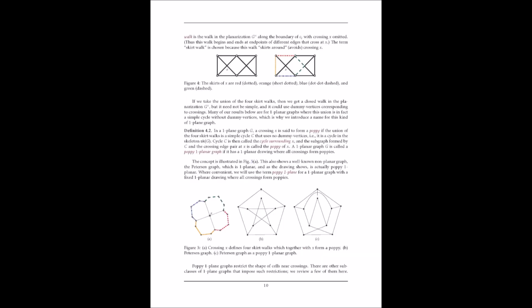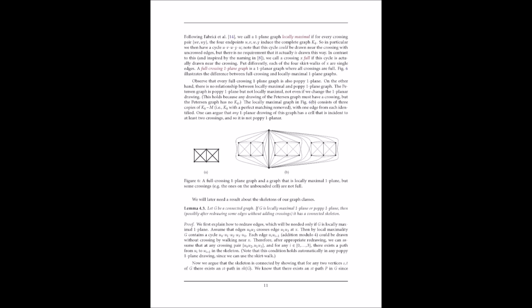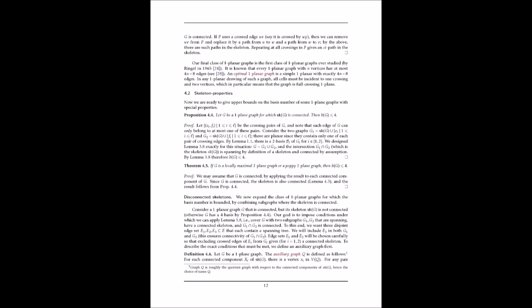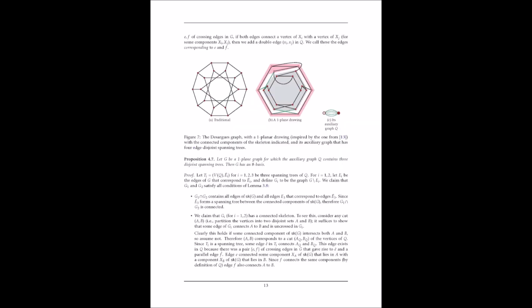I remember we talked about poppy one-planar graphs in general, those that don't have a balanced orientation of their skirt walks. Is there any hope of finding a 3 basis? That's a great question, and unfortunately the paper doesn't provide a definitive answer. The existence of a 3 basis for all poppy one-planar graphs, regardless of balanced orientation, is left as an open problem. So that's one for the graph theory community to ponder.